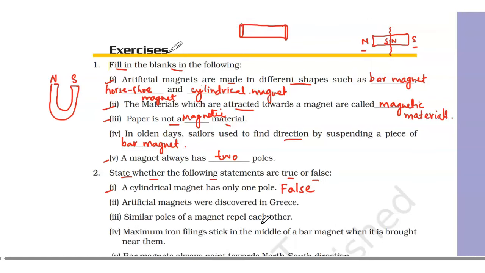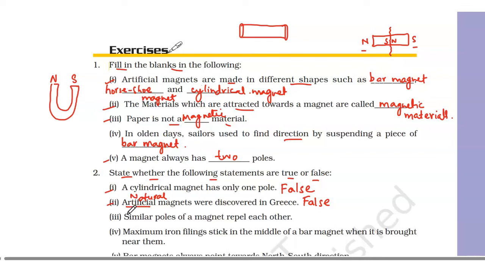Number two, artificial magnets were discovered in Greece. What magnets were discovered in Greece? Natural. So the answer will be false. And what would be the correct statement? Natural magnets were discovered in Greece.